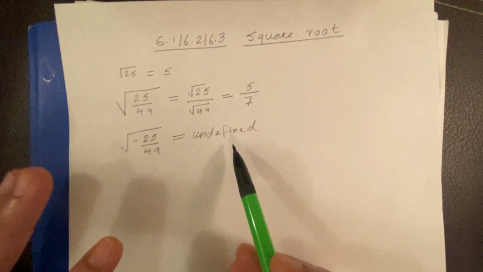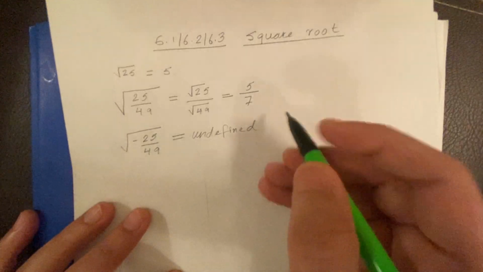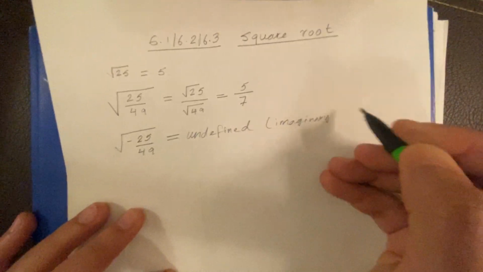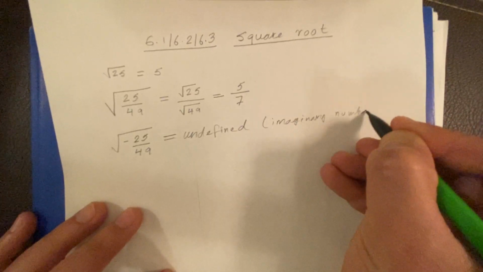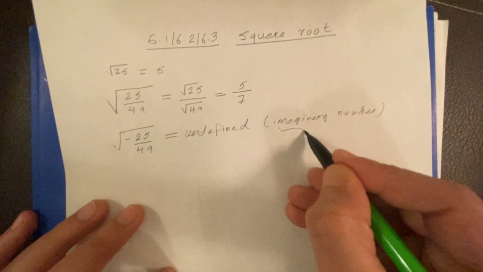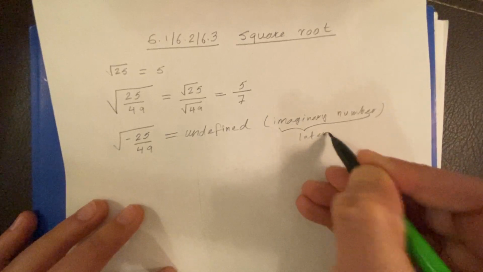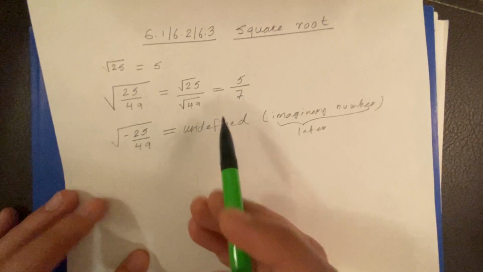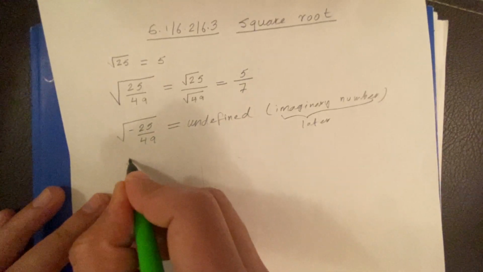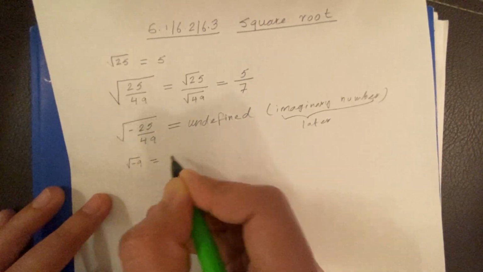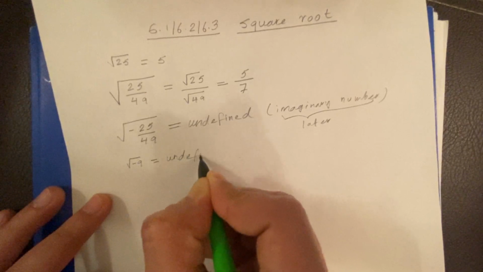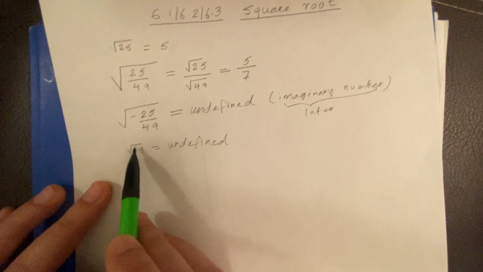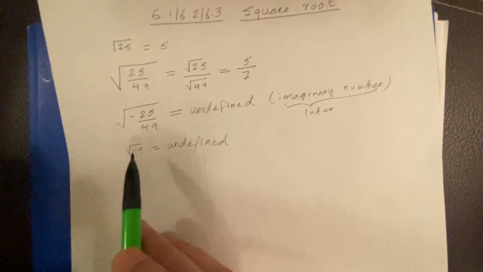Well, later on we'll talk about the imaginary number, but this is going to be later. All right, so for right now we're just going to say the square root of a negative number is undefined. So that means the square root of negative 9 is also undefined. Right, so as long as this negative is inside the root, it's undefined.